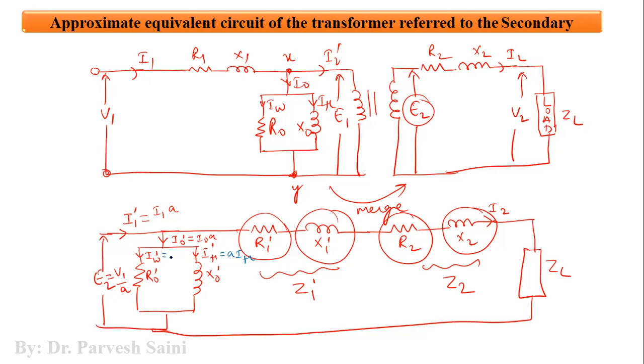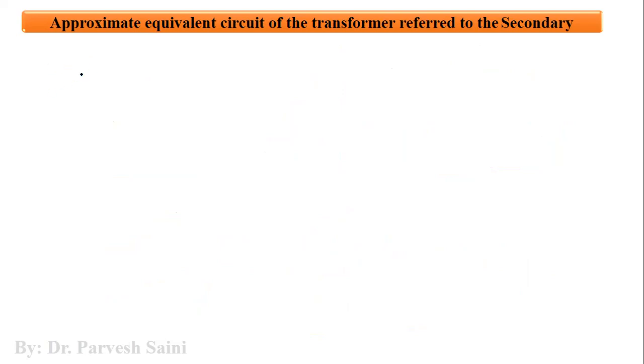So IW dash will be A IW, and this R naught dash will be, now we are dividing this by the square of the transformation ratio. X naught dash will be X naught by A square. R1 dash will be equal to R1 by A square. X1 dash will be equal to X1 by A square. Z1 dash will be equal to Z1 by A square, right? So now here we have the terminal voltage V2, right? Now we will see when we combine all these, the circuit will look like this one.